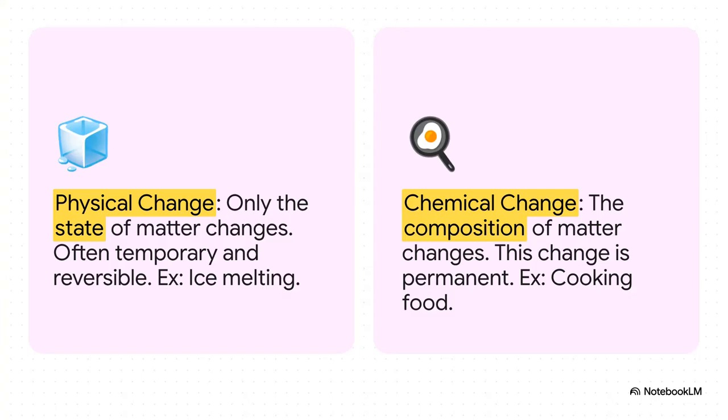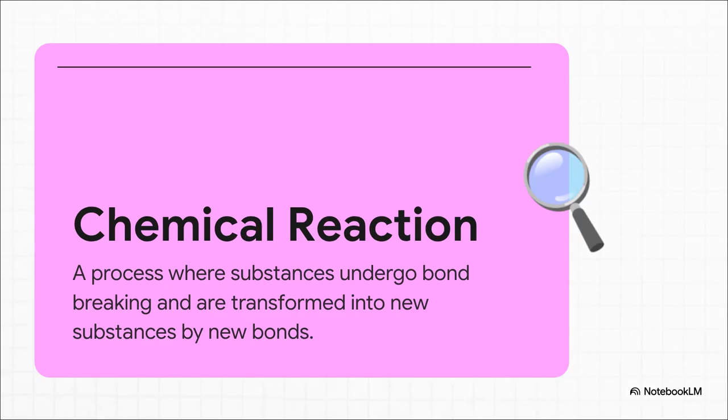Okay, so here's the absolute key difference. A physical change, like ice melting, is just a change in form. It's still H2O, right? It just went from solid to liquid. But a chemical change, like cooking that egg, permanently scrambles the very makeup of the matter. The proteins inside the egg have been totally transformed into something new. And the official name for that permanent transformation is a chemical reaction.